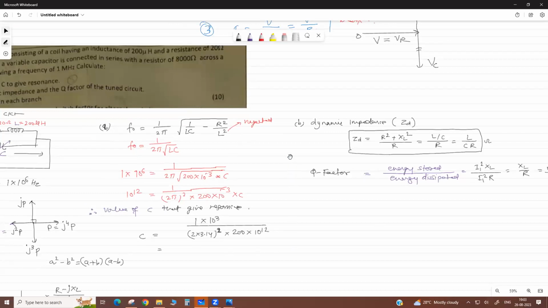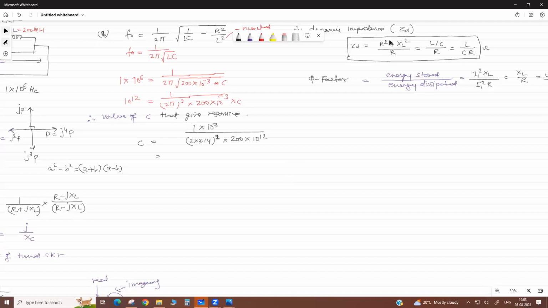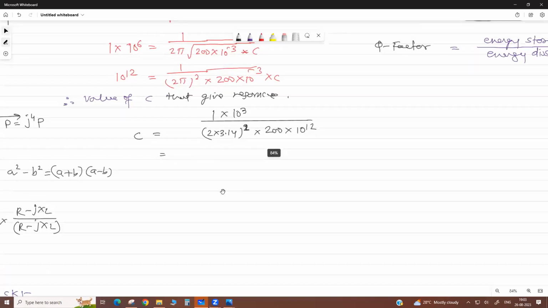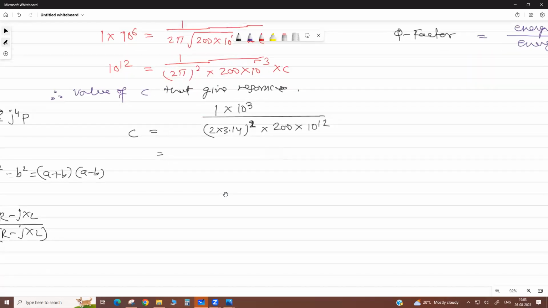So first of all, we calculate the value of C. Then we can calculate the dynamic impedance and Q factor. The value of C we already know this. Please you solve this.